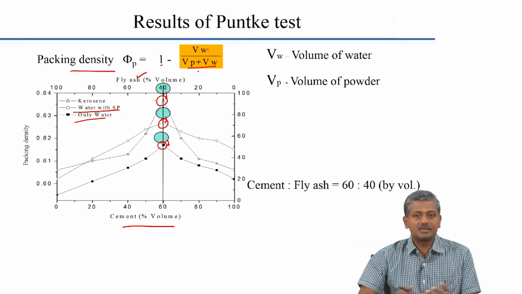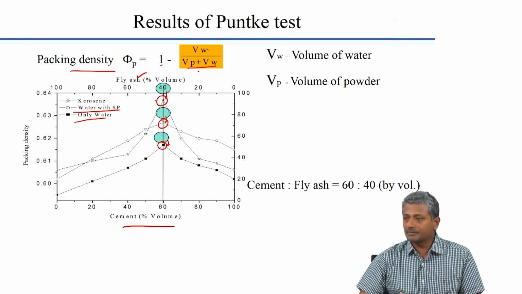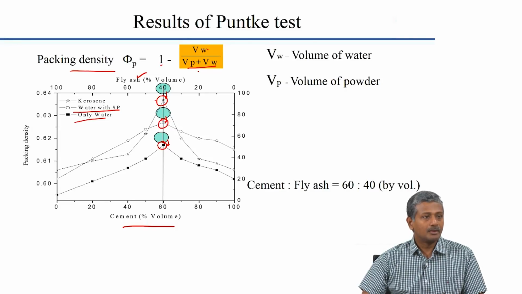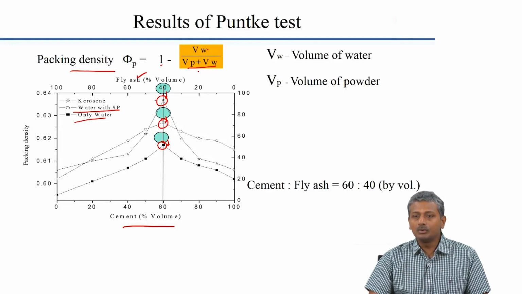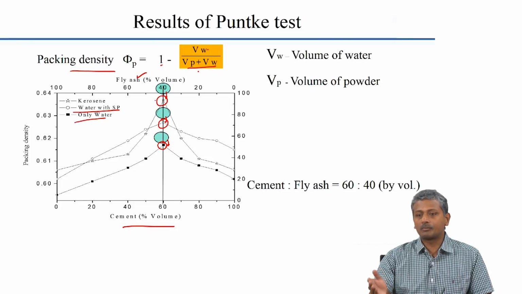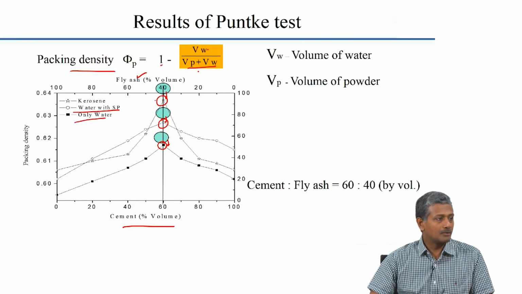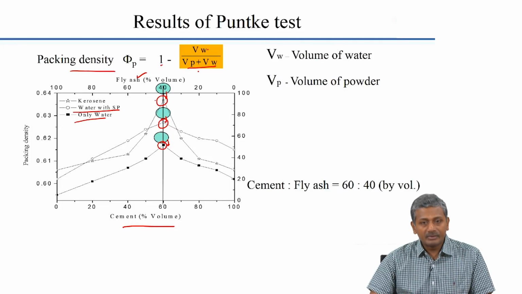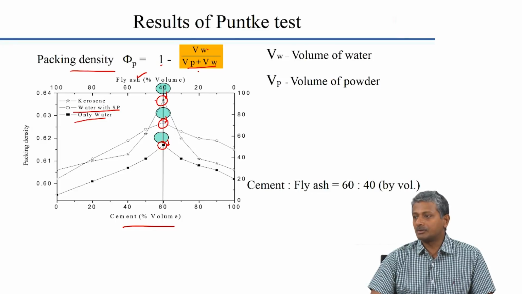What this means is, now you need to design the paste with a 60-40 combination of cement and fly ash by volume, and that already cuts down one of the variables that you have in your mix design process for SCC. So, it is a simple test, easily performed, results are obtained very quickly, and you have a fairly good estimate of what combination will give you the best packing.